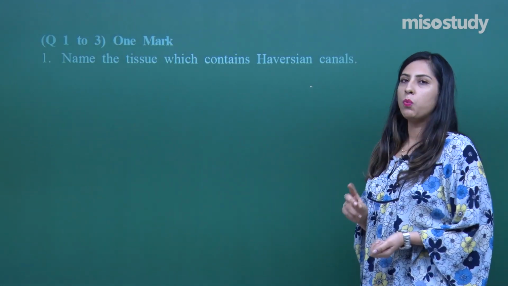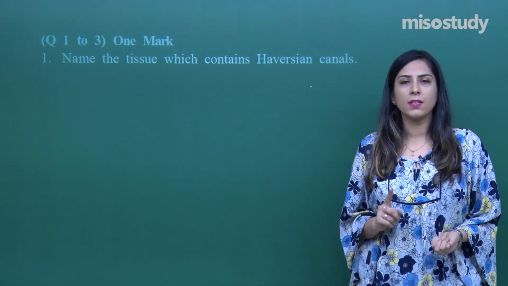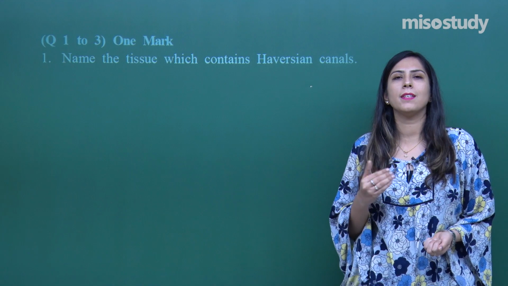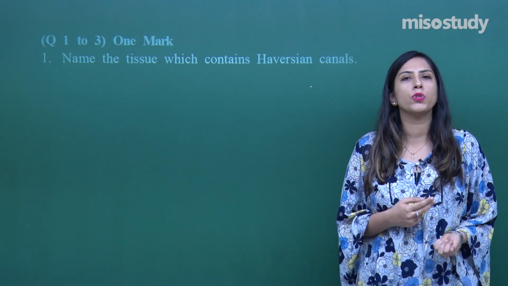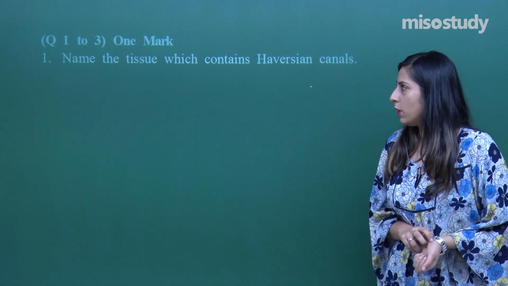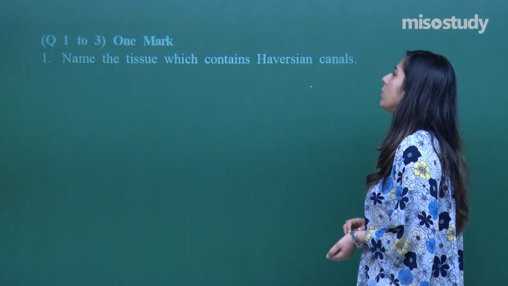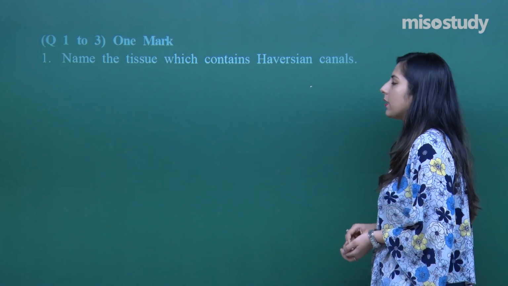Question number 1, 2, 3 are of 1 mark. 4, 5, 6 are of 2 marks, whereas the rest is of 3 marks, 2 questions of 3 marks and 2 questions of 5 marks. So let's start. The first question, which is of 1 mark: name the tissue which contains a Haversian canal.